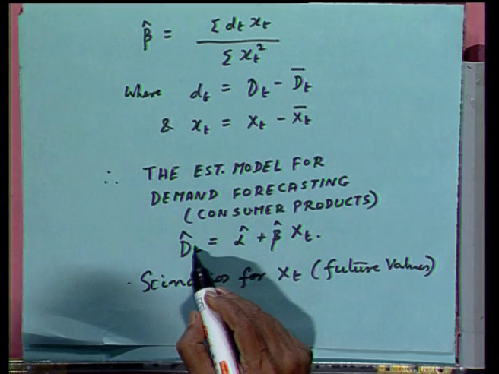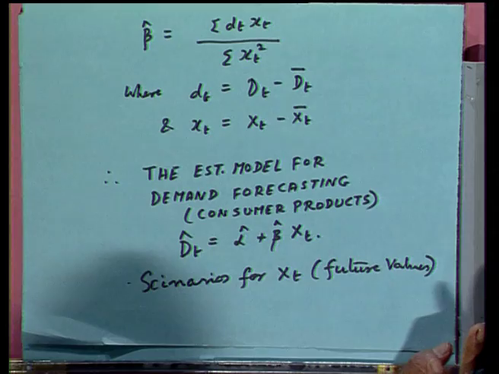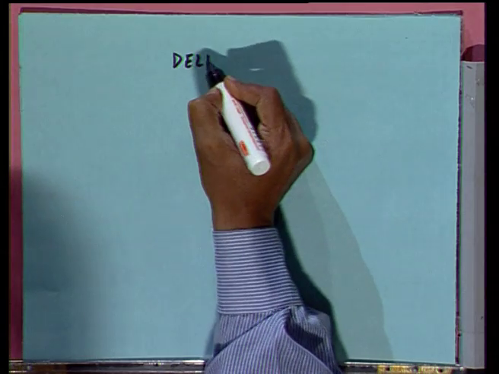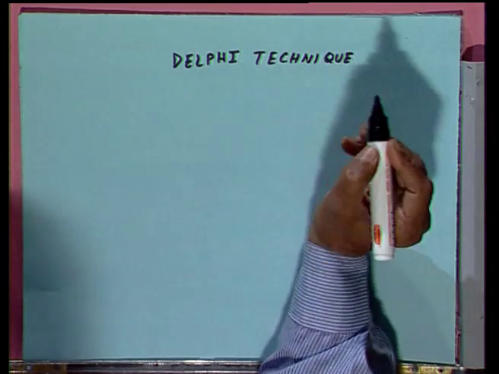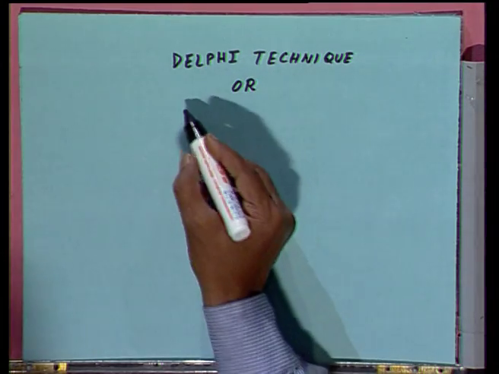So some of these scenarios can be used for various values for xt, and depending on the various scenarios of xt, we can generate the demand dt hat, that is the demand forecast for the consumer product for the next 10 years to come. Mind you, this procedure of obtaining the demand forecast using the linear model for consumer products is valid only for the existing products, where the past data for 10 years is available on dt and xt, the demand for the product as well as the most influencing factor, which is xt. Now, in case it is a new product where there is no past demand available, we cannot use the linear model. We use the two techniques, which are either the Delphi technique or the market survey technique.